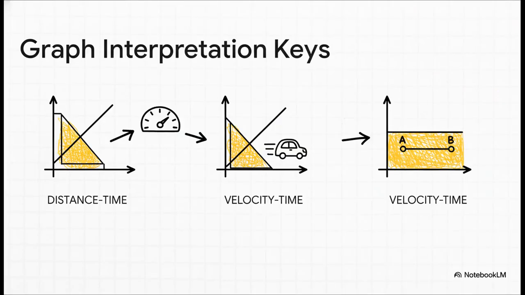Now, for your exams, I really want you to remember these 3 golden rules. They will help you a lot. First, the slope, that is the steepness of a distance-time graph, gives you the speed. Second, the slope of a velocity-time graph gives you the acceleration. And third, and this is the one people often forget, the area underneath a velocity-time graph gives you the displacement. So just remember, slope, slope, area.